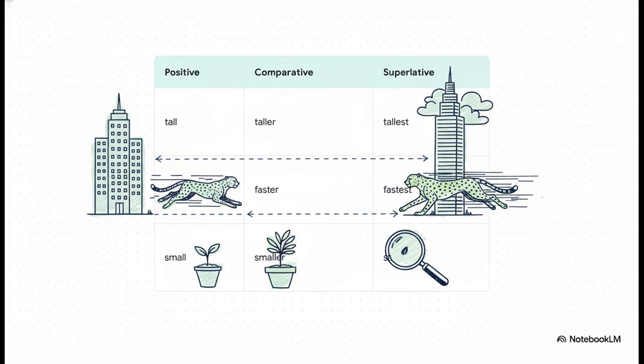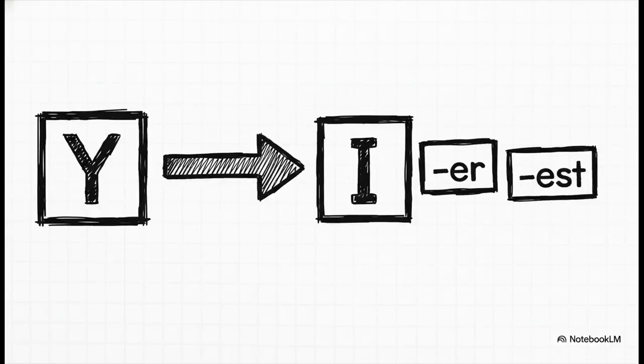Let's just run through some examples. Tall becomes taller, then tallest. Fast becomes faster, then fastest. Small becomes smaller, smallest. You hear that rhythm? Simple and super effective.